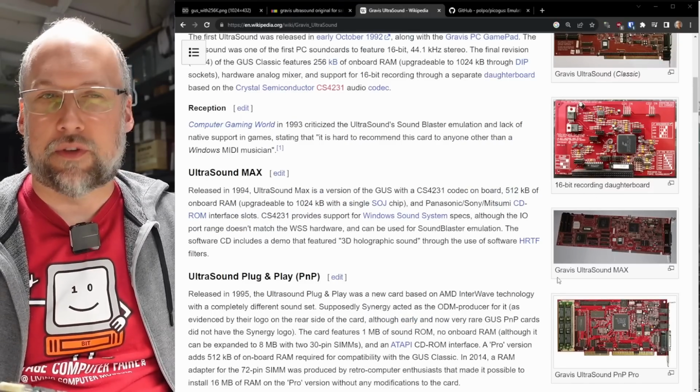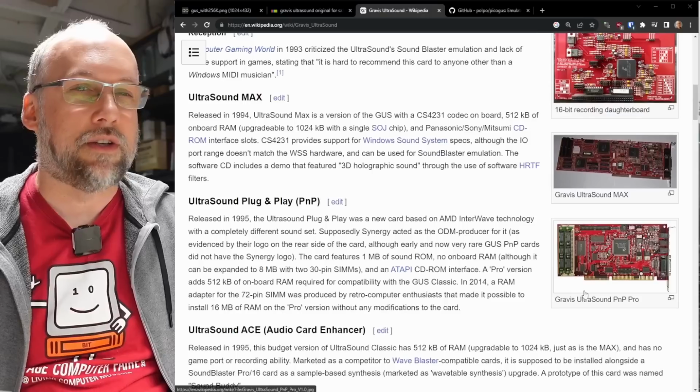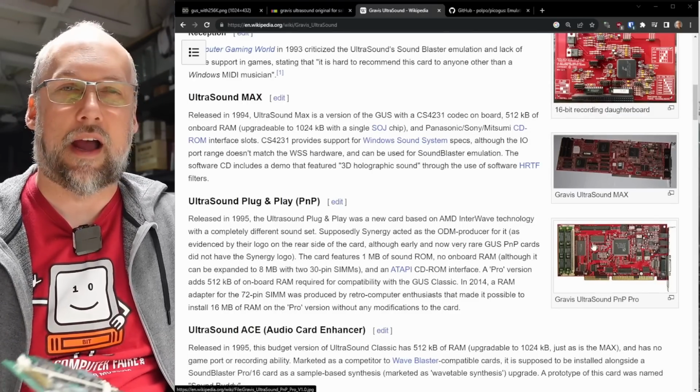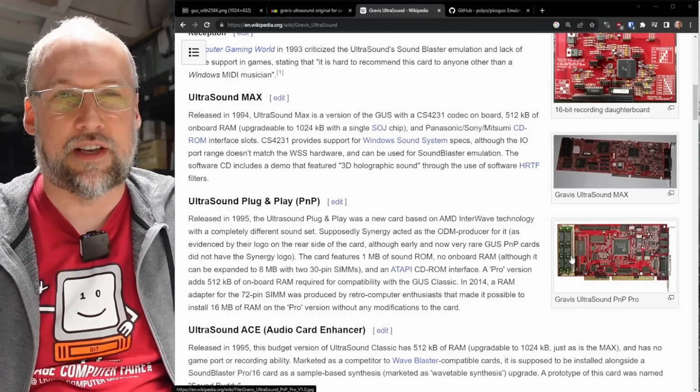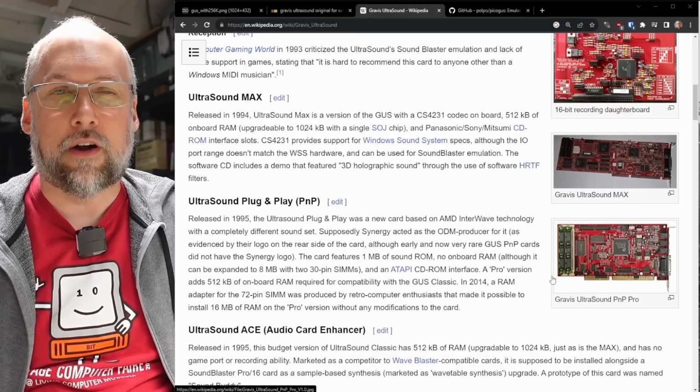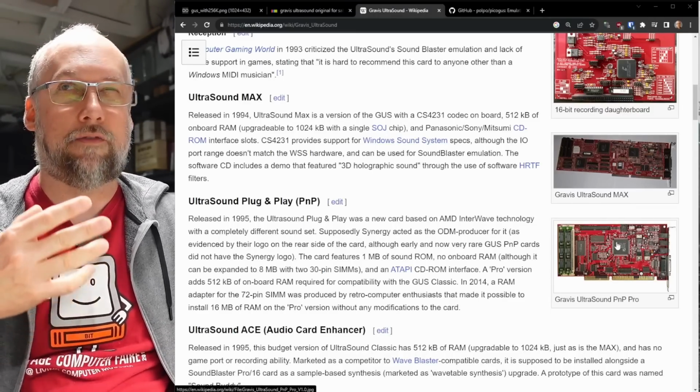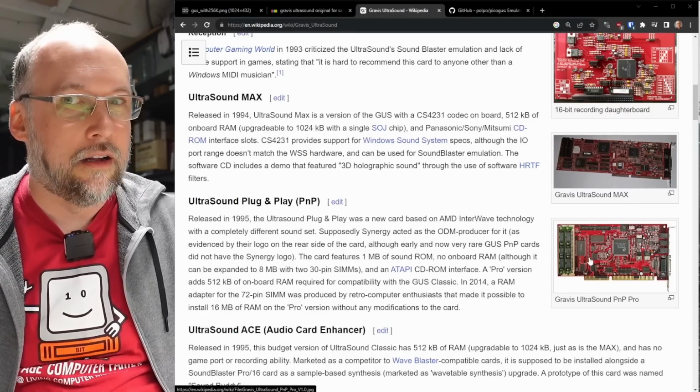So there were later versions of the card that did come out, like the Gravis Ultrasound Max, all the way up to this plug-and-play card, which has space for, I think, 8 megabytes of sample memory. And these InterWave cards, I actually have one of those that a viewer sent in. I have one that was made by Dell or Compaq.